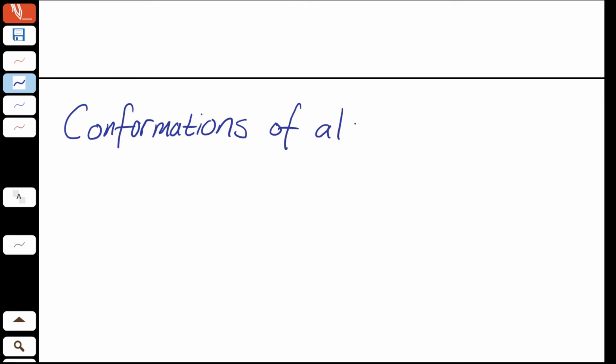All right, let's play with some models. So next we're going to look at conformations of alkanes. Conformations are ways of changing the structure by rotating bonds.